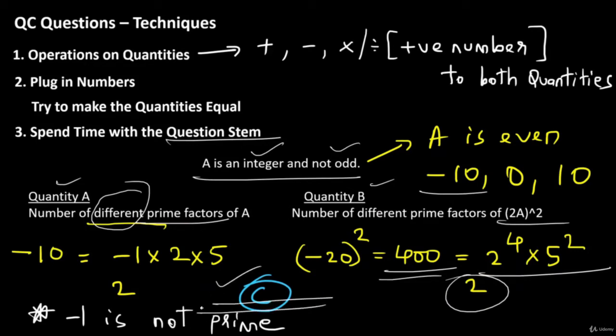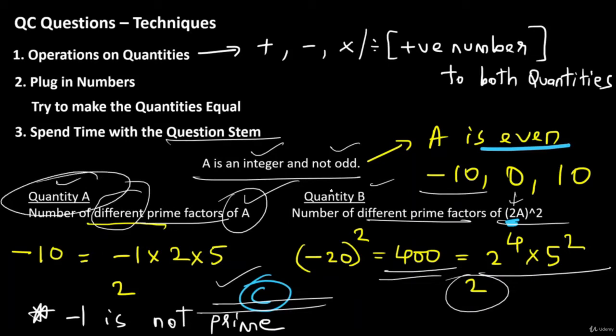Now, remember, logically also you can solve this. Over here it's given that A is even, right? So this over here is definitely even, and over here we are just multiplying with 2, and then squaring. Squaring a number will not give it a different prime factor. So because you are just multiplying with 2, and to start with A was even already, we are not adding a new prime factor to it, and hence quantity A and quantity B are equal.